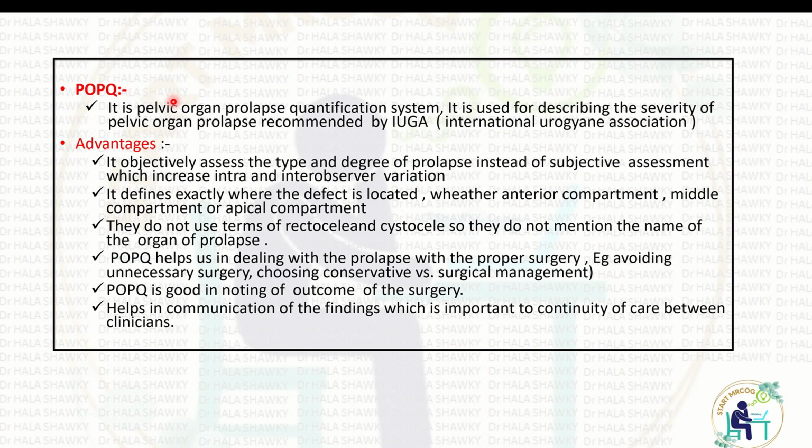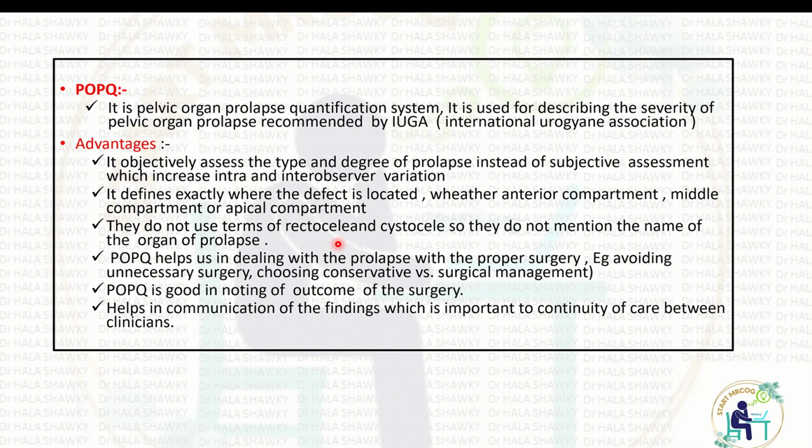POP-Q is the pelvic organ prolapse quantification system, used to describe the severity of pelvic organ prolapse, and it is recommended by the IUGA, the International Urogynecological Association. The advantage is that it objectively assesses the type and degree of the prolapse instead of subjective assessment, which increases intra- and inter-observer variation. It defines exactly where the defect is located, whether in the anterior, middle, or apical compartment.